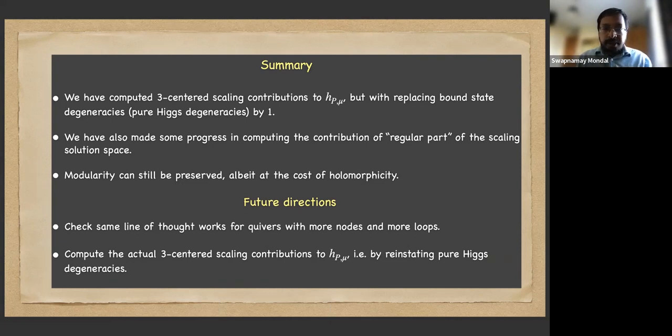One immediate future problem would be to work out the exact problem, which is to reinstate the degeneracies, which are called pure Higgs degeneracies, and see how things work. Perhaps a less ambitious thing to try would be to see whether the scheme of things works for quivers with more nodes and more loops. I guess that's all I have to say.